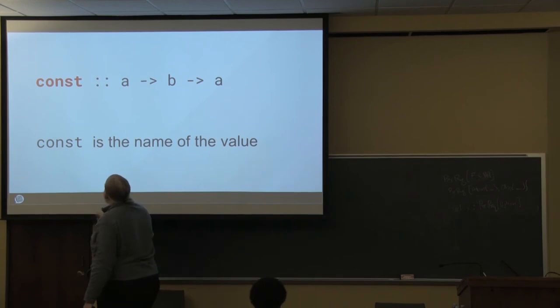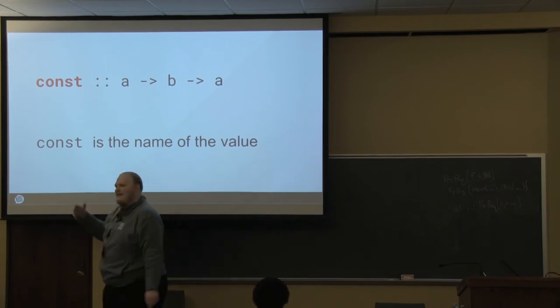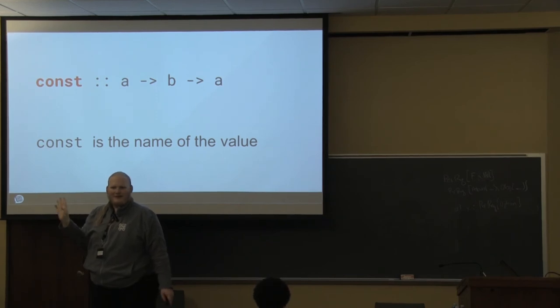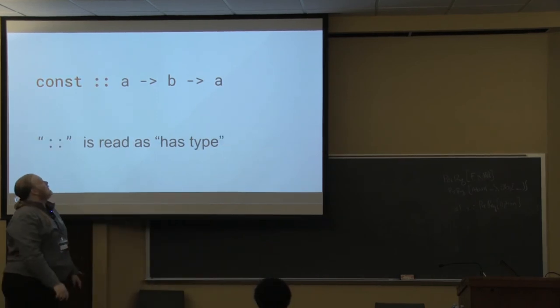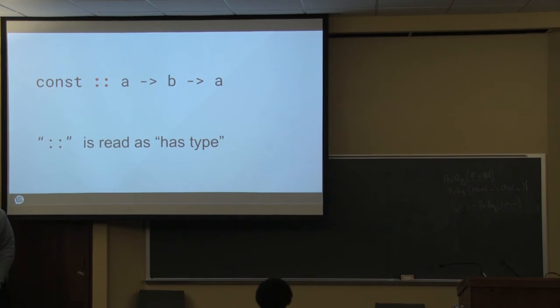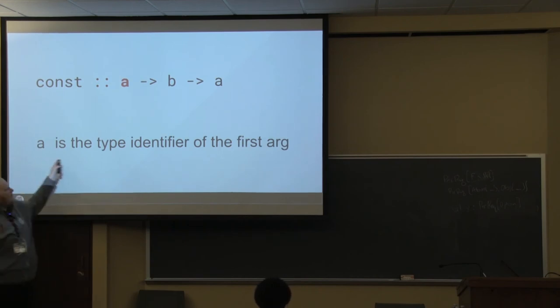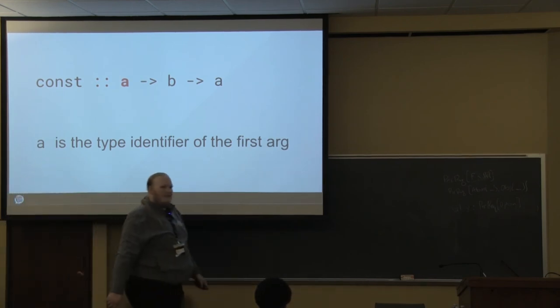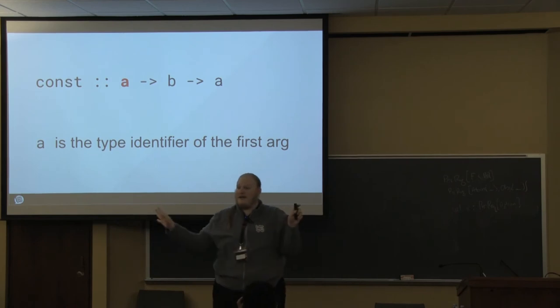So let's read through this. Const is the name of the value. In this case, this value happens to be a function. Just happens to be. Don't worry about it. Colon colon is read as has type. So the value const has type: a is the type identifier of the first argument. That's all we're saying about it.